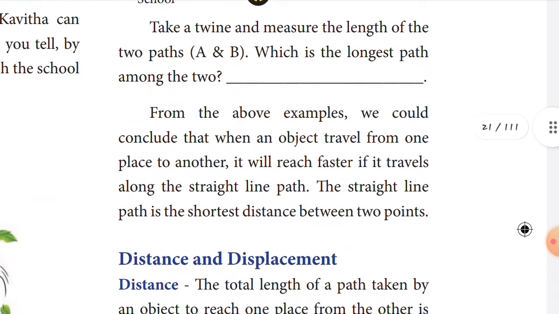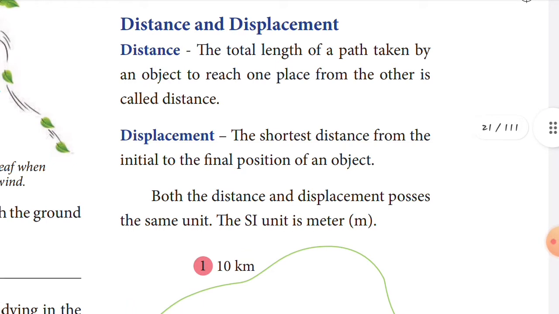Now let's move to the important definitions: distance and displacement. What is distance, children? The total length of a path taken by an object to reach one place from another is called distance. For example, you take 5 kilometers from your home to school, because some other ways use the shortest distance. So 2 kilometers is called displacement. The shortest distance between the initial and final position is called the displacement.